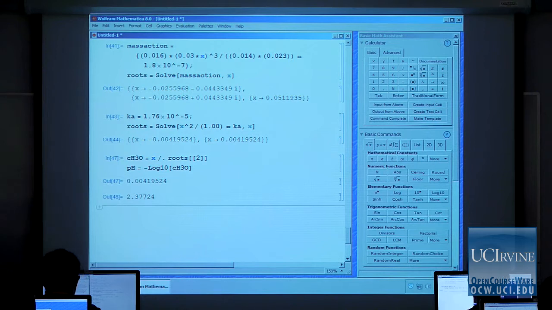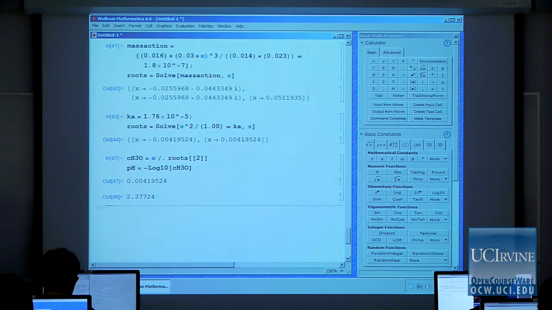Okay, so there you get a pH of 2.377. Is it acidic or basic? It's acidic, fairly acidic. And great, but we did that in G-Chem. So let's just try for fun redoing it, but now we'll do it exactly.